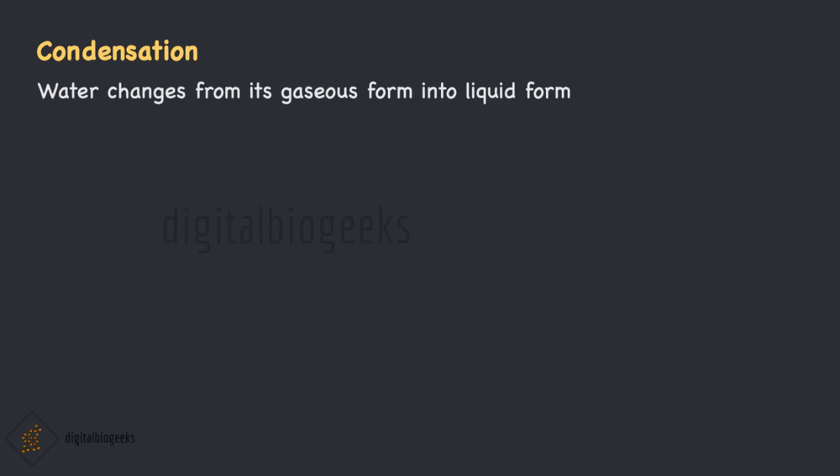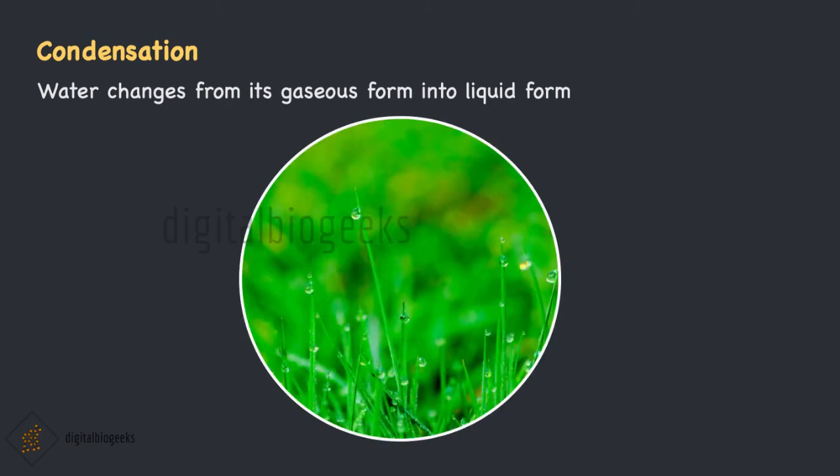When water changes from its gaseous form into liquid form, we call it condensation. Most of you might be familiar with morning dew on grasses. When air comes in contact with surfaces which are colder than air, like grass, the particles of gas become less energetic and they come close to each other. And it will come to a point when the air changes into liquid form. This is what we see as morning dew.